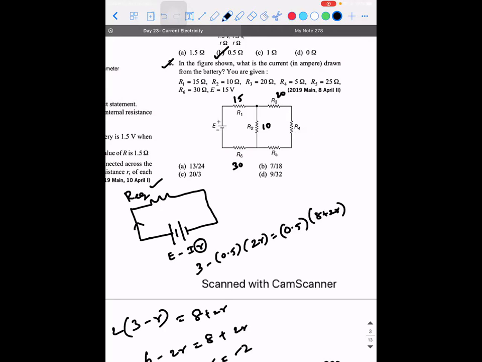Sir, R4 and R3 will be in series. R3, R4, R5 are in series. 25. That will be parallel with R2. 50 and 10 will be in parallel. So 500 divided by 60. That will be in series with 15 and 30.